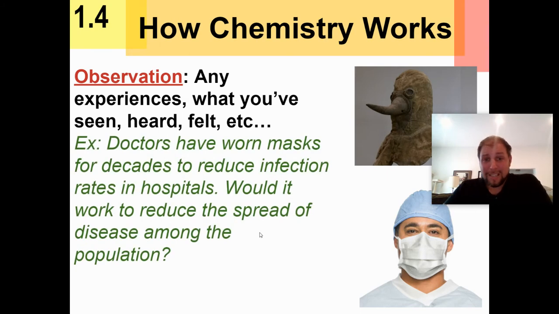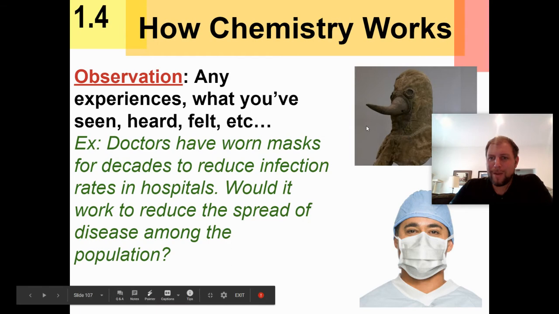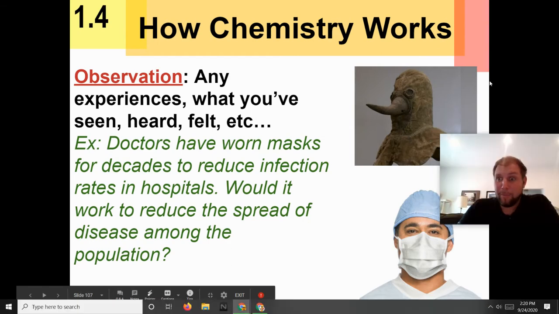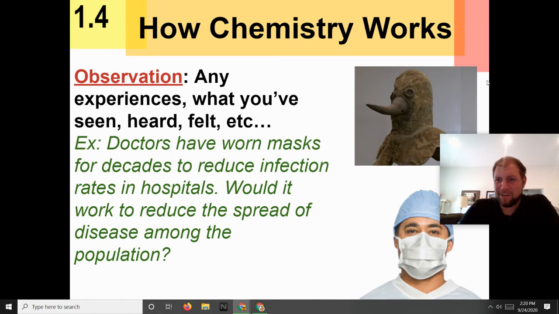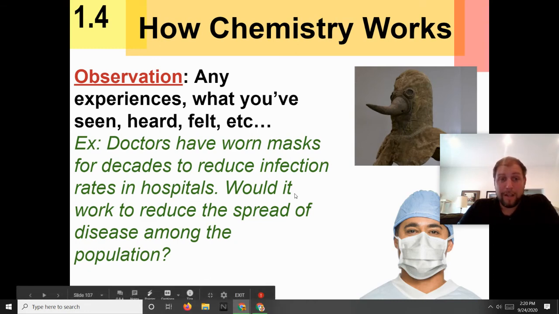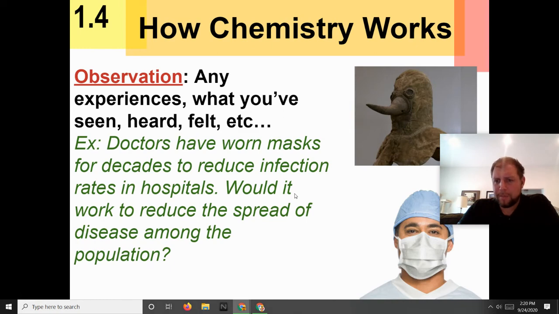So here's an observation. Doctors have worn masks for decades, perhaps even centuries, in order to reduce infection rates in hospitals. So if it works for doctors, why wouldn't it work for people? If doctors wear masks and it helps them, maybe people should wear masks and that'll help prevent the spread of COVID among their population as well. By the way, this mask up top here is an authentic plague doctor mask from like the 1500s. Even then they kind of knew, maybe if I breathe this bad air, I might catch a disease. I should try and do something about it. So that's the first step, an observation that comes from anywhere. There's no such thing as a bad observation.